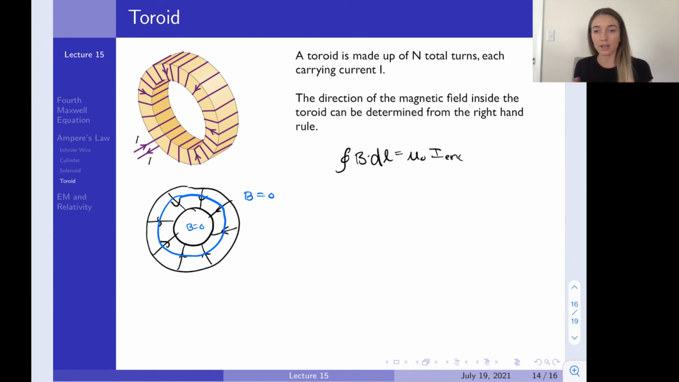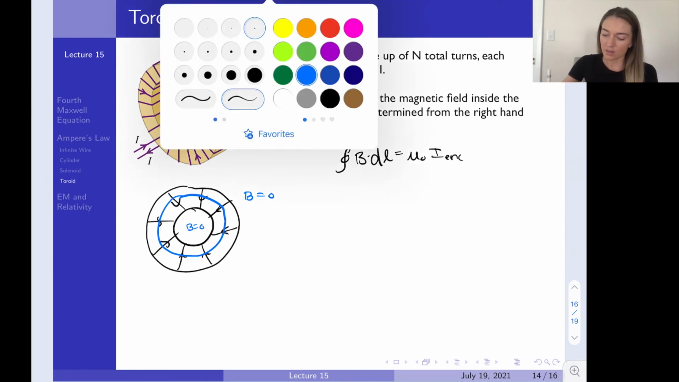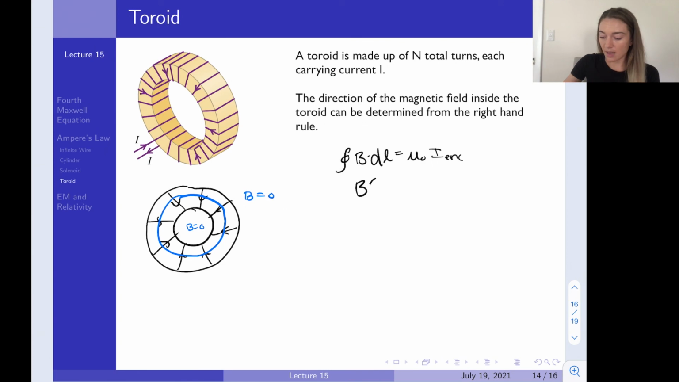Basically for the same reason as the solenoid. If you think of a toroid, like I said, as just a solenoid where you put the two ends together, your magnetic field is still going to be zero outside. So all of your magnetic field will be concentrated in the donut portion of the toroid. So I'm going to draw my Amperian loop in here. I'm going to do B. This is just a circle, so my Amperian loop is just 2 pi r.